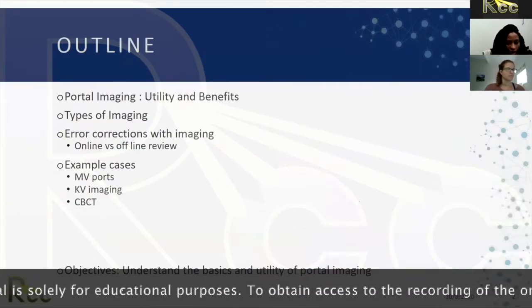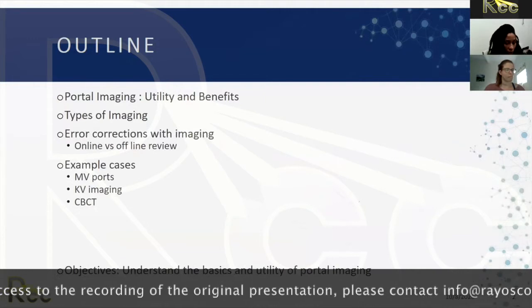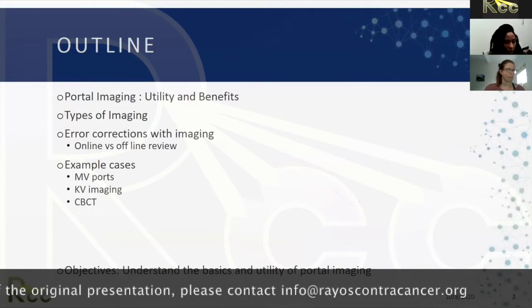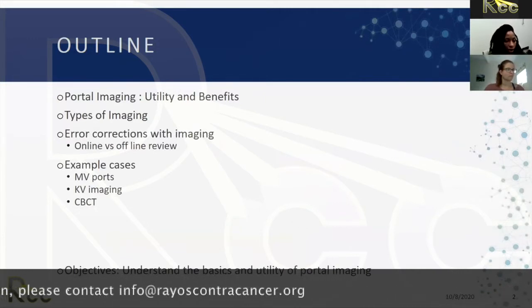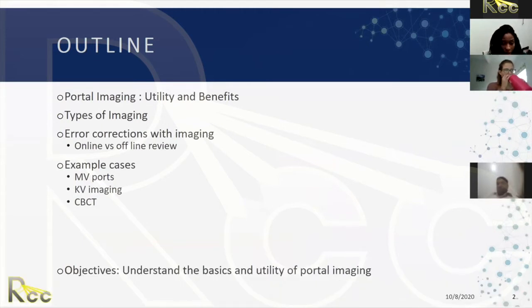As you can imagine, this is a challenging topic to teach because it's one of those things where you learn as you do it, but I will try to cover in today's talk portal imaging and its utility and benefits, the different types of imaging that we have available, different types of error corrections, and what imaging affords us to do. And then I'll end the presentation with some example cases, and I hope that by the end of this talk, you understand the basics and utility of portal imaging. So feel free to ask me any questions.